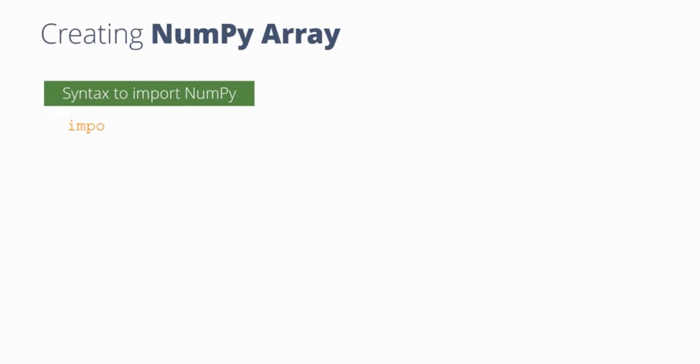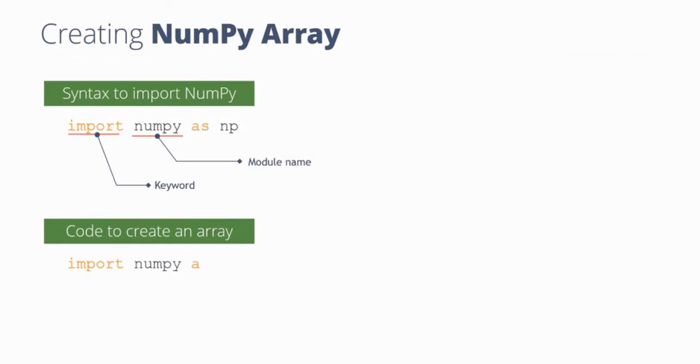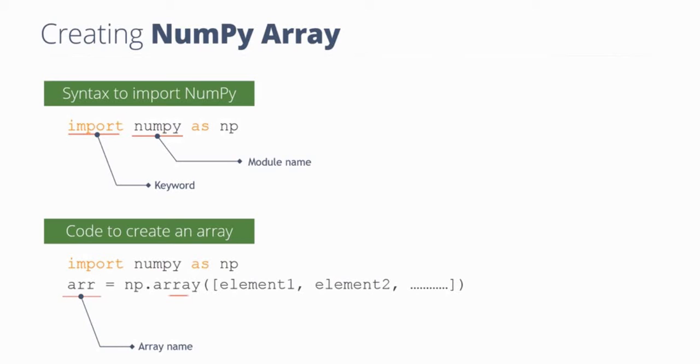For creating an array using NumPy, first you need to import it like any other module. Let us look at the syntax to import the NumPy module. Here, import is the keyword, and NumPy is the name of the module. NumPy is renamed to np. This is the usual practice followed by programmers. Let us now look at the code for creating an array. Here, R is the name of the array being created, and array is the predefined function in the NumPy module.